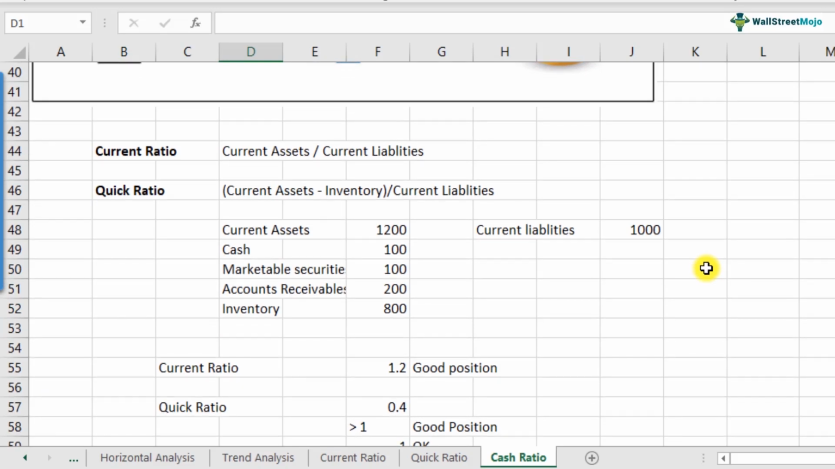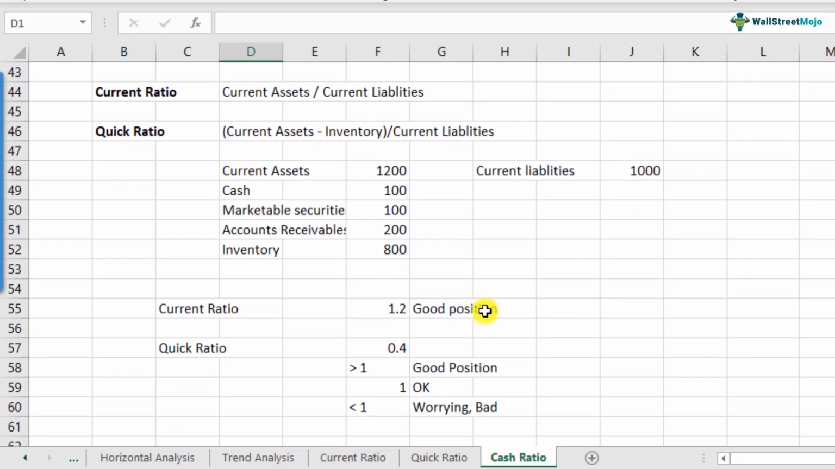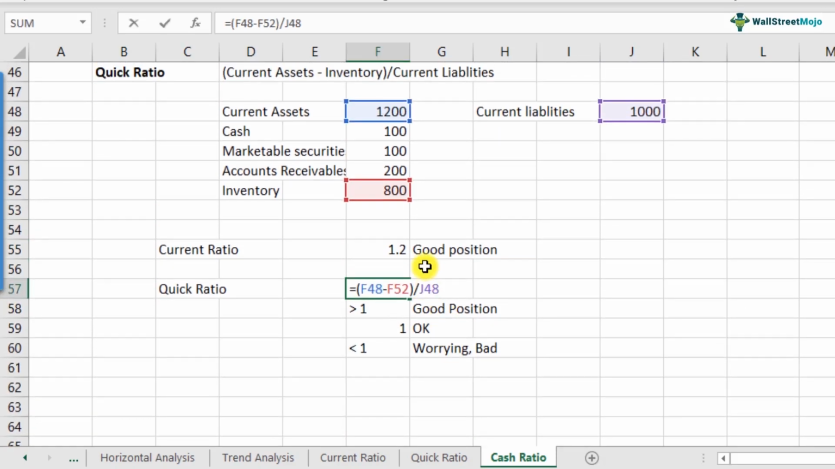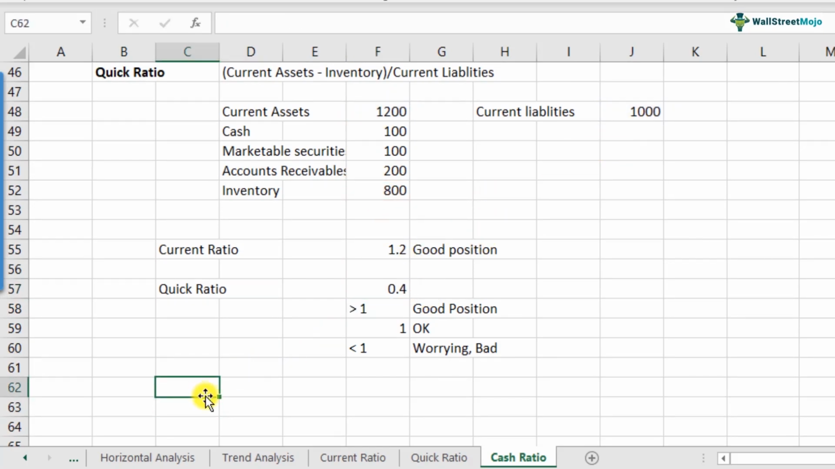I'll use the same example as we did in the previous video on the quick ratio, where we had current assets as 1200, cash as 100, marketable securities 100, accounts receivable 200, and inventory 800. Here we calculated the current ratio, which was current assets divided by current liabilities, and the quick ratio was current assets minus inventory divided by current liabilities. So let's now calculate the cash ratio.